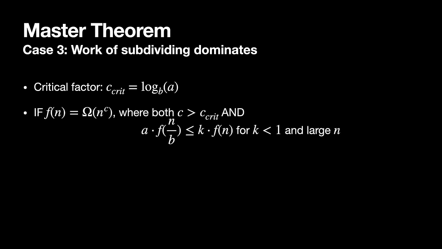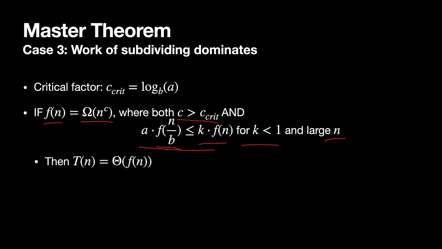So for our third case, we'll say that f is in Omega(n^c) if we have c greater than our critical factor, and also we have some restrictions on the overall growth of this problem, that it has to be bounded. So if a times f(n/b) is less than or equal to k times f(n) for some k less than 1 and a large n, again, we're mainly interested in asymptotic behavior and limits. If that condition is met, we say that our overall complexity is in Theta(f(n)).